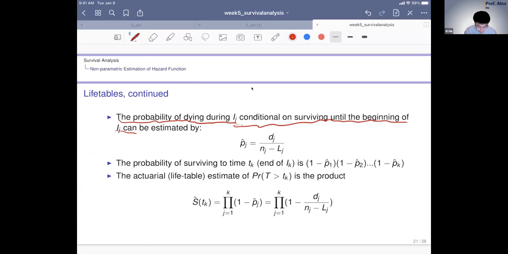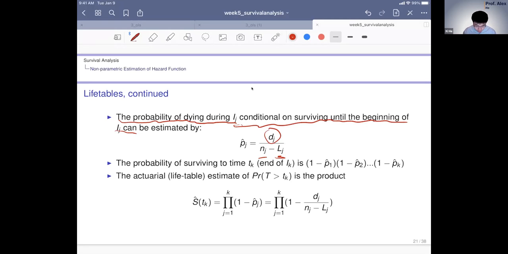And among that NJ people, these LJ people have been censored, so you don't know whatever happened to them, so that should not be in your denominator. And then the number of people who die is DJ. So you use DJ divided by the number of people you start with minus the number who are censored. And that's the probability of dying within that interval, conditional on you surviving until the beginning of that interval.